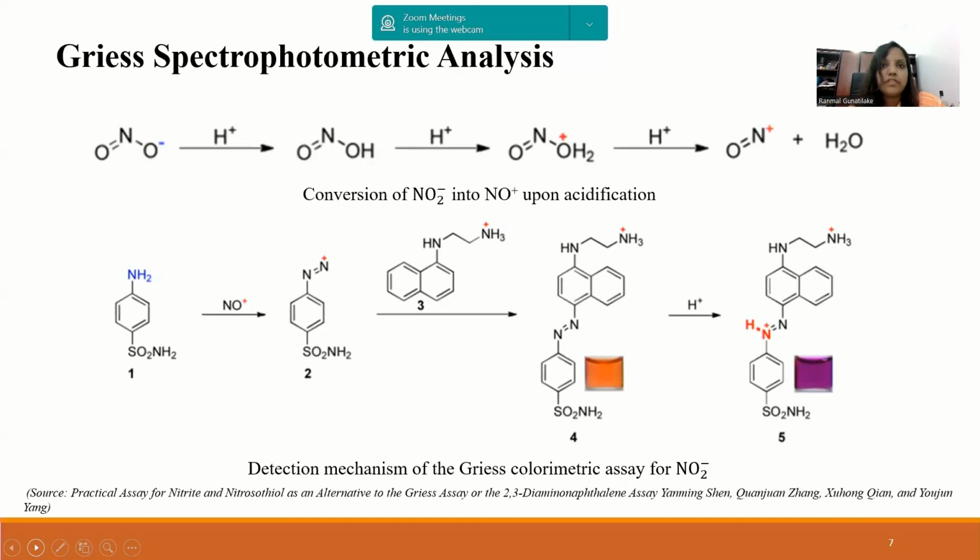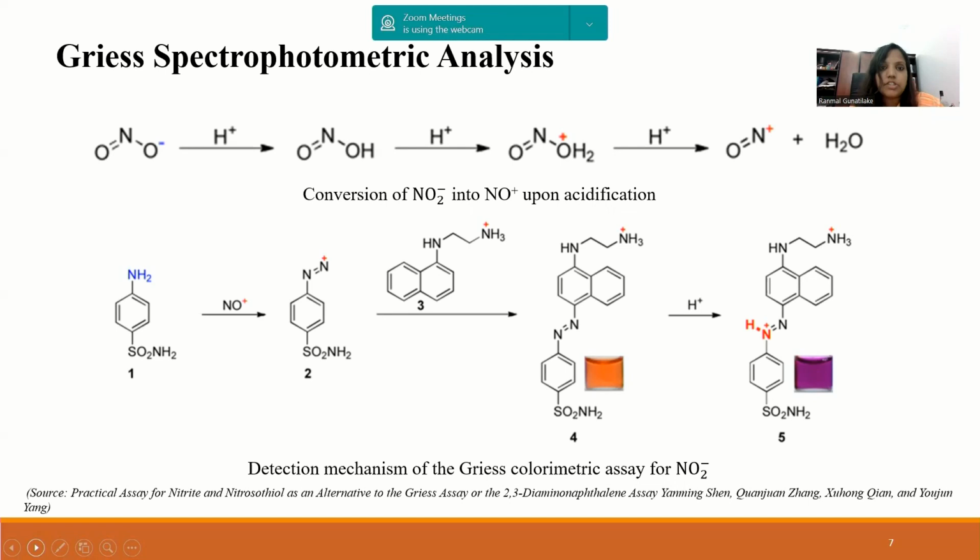The main principle of the Griess spectrophotometric analysis method involves acidic conditions where the nitrite reacts with an aniline derivative such as sulfanilamide to form a diazonium cation, as you can see in the slide here, which then reacts with a coupling agent such as NED in an azo coupling reaction to form a pink-red water-soluble azo dye.